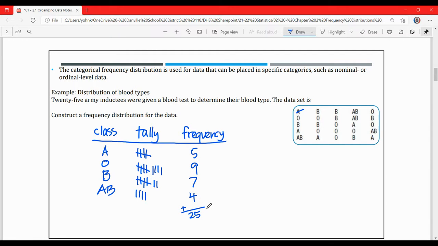So that's called a frequency distribution. And there's ordinal or nominal level categories, and you can put them into their own separate classes, tally up how many there are of each, and then state the frequency.